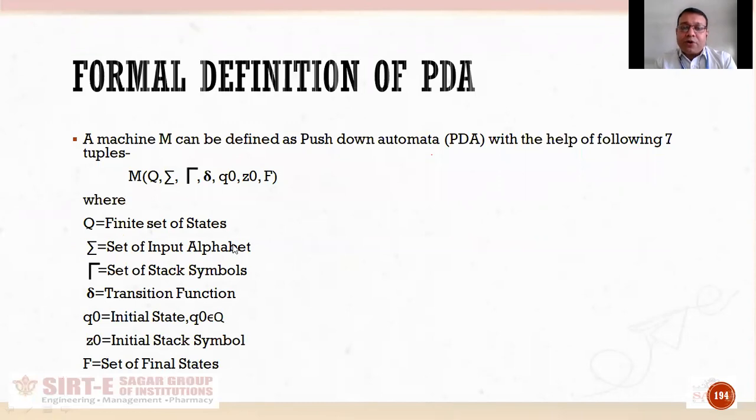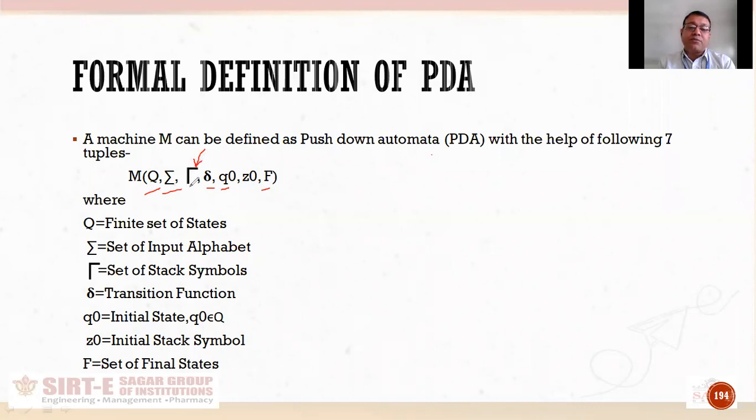Now, talking about the formal definition of PDA, a pushdown automaton is defined with the help of 7 tuples. And what are those 7 tuples? Q, sigma, tau, del, Q naught, Z naught, F. Now, a few of these tuples are known to you, like Q, sigma, del, Q naught, and F. And a few are introduced new here, like this one, tau.